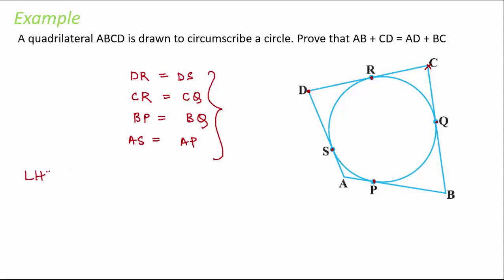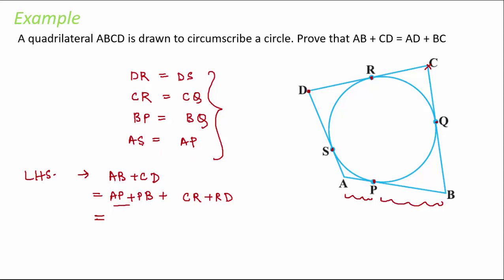So we will start with the left hand side. In the left hand side we have AB plus CD. What is AB? AB can be written as AP plus PB, and CD can be written as CR plus RD. Now using these relations, we see that AP is actually equal to AS. So let us write it as AS.